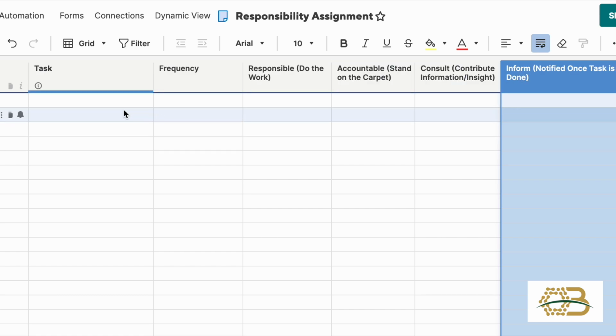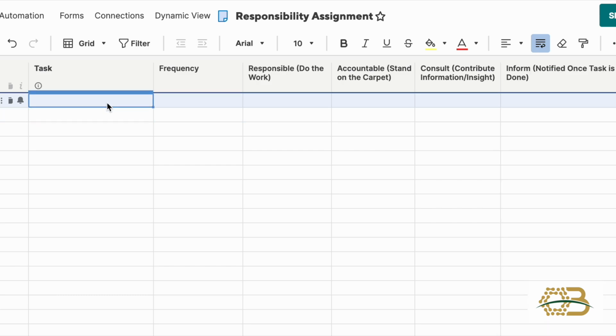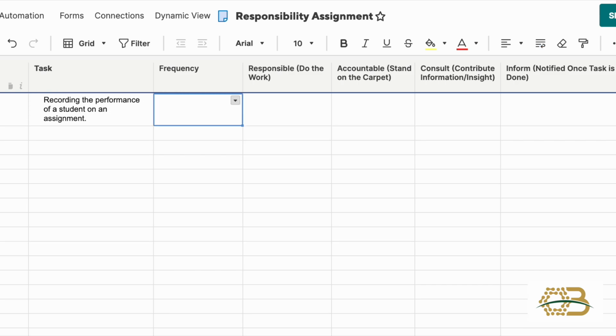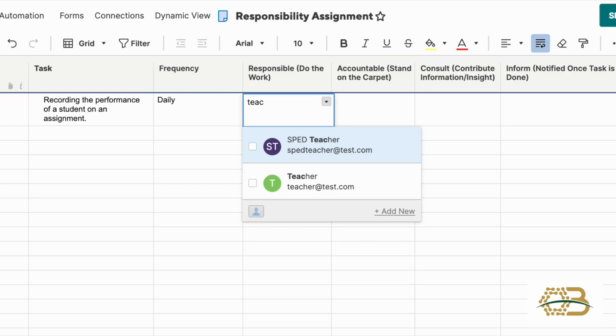Let's think about another example. Many of us are familiar with schools, so let's talk about the task and the RACI components that will be assigned to getting a report card out to a parent at the end of a grading period. The task might start off as recording the performance of a student on an assignment. We might do that from a frequency standpoint of daily. So the responsible would be the teacher.